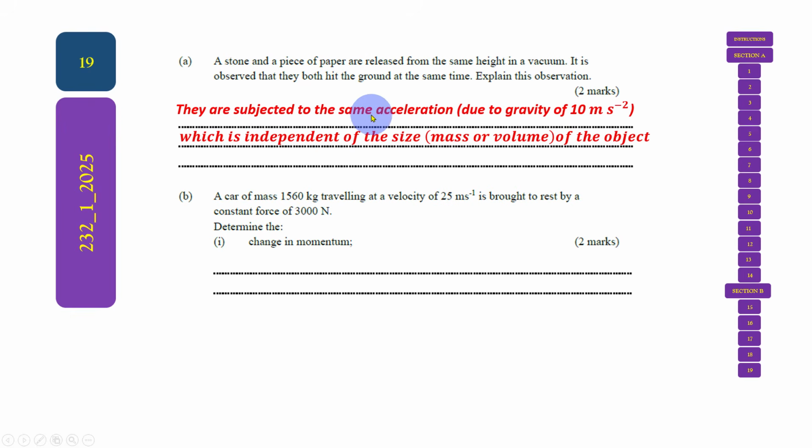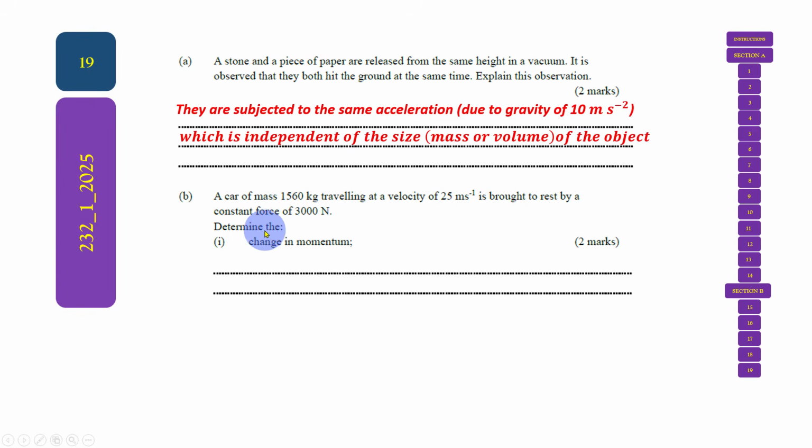So they are subjected to the same acceleration due to gravity of 10 meters per second squared, which is independent of the size or mass or volume of the object. So this is motion and gravity. Any object of any mass or any volume, provided air resistance is neglected, will have the same acceleration, which is acceleration due to gravity, and it has a value of 10 meters per second squared.